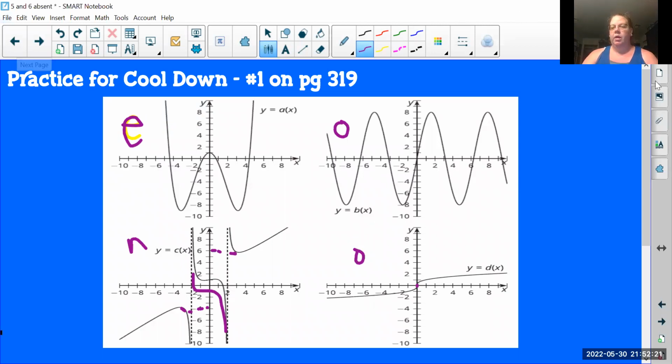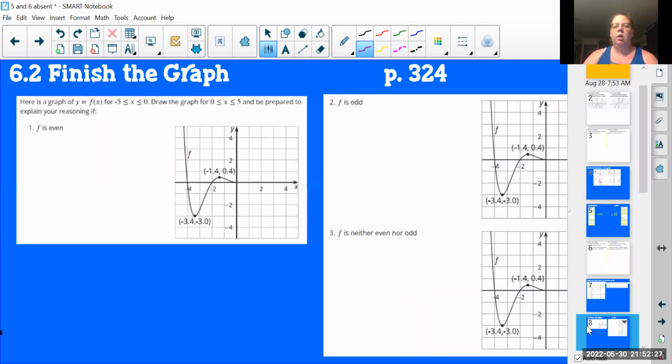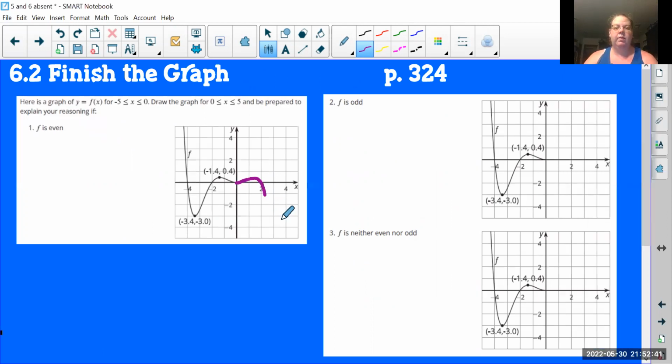Then the other thing that we worked on was imagining what they would look like if you continued them. So this was on page 324, and they said, draw this one so that the second half of the graph is even. So remember, even means it flips across the y-axis. So to draw that, we just redraw all the hills and the valleys to look the same. That's good enough.